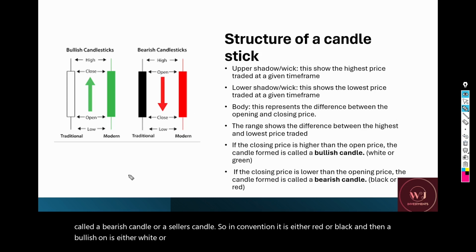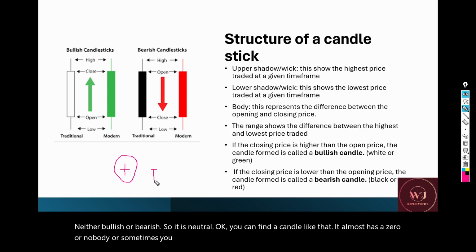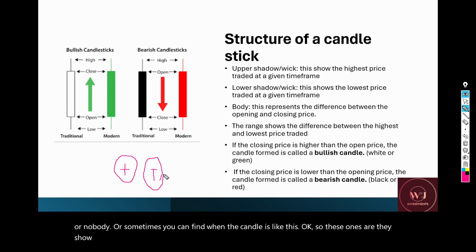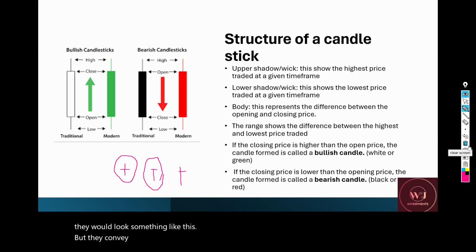Sometimes you will see a candle that forms wicks, but its open and close prices are equal. This candle is neither bullish nor bearish, so it is neutral. You can find a candle like that; it almost has a zero or no body. Or sometimes you can find a candle like this. These show indecision between the buyers and the sellers, so we cannot grade them. Or sometimes they would look something like this, but they convey some information depending on the trend, which we shall look at later in more videos.